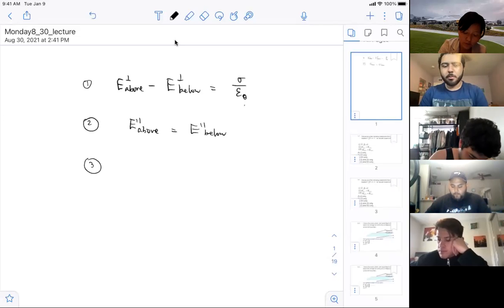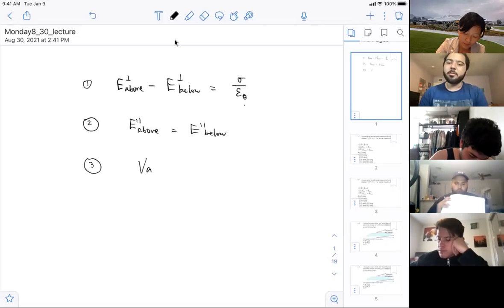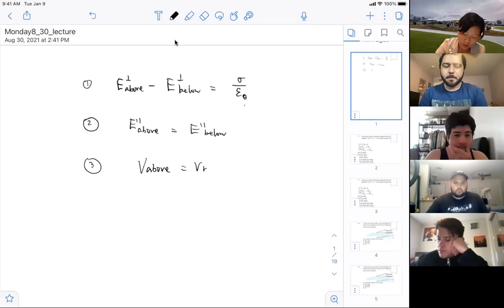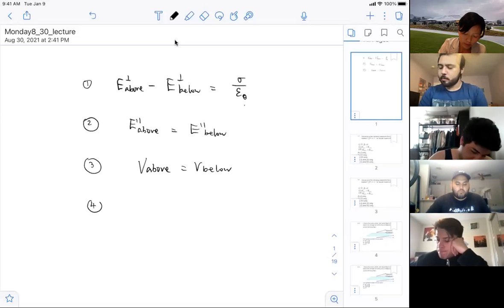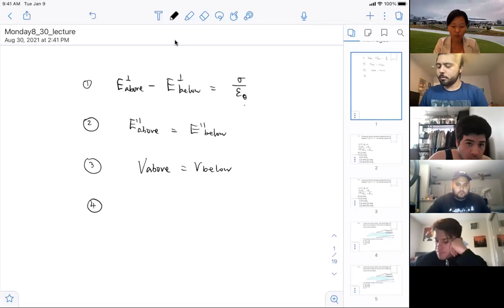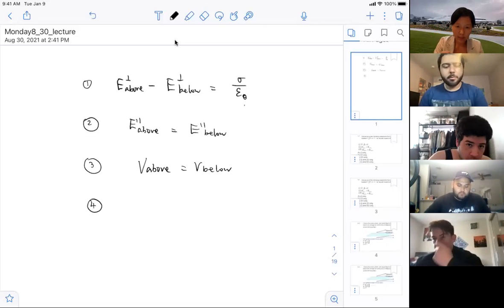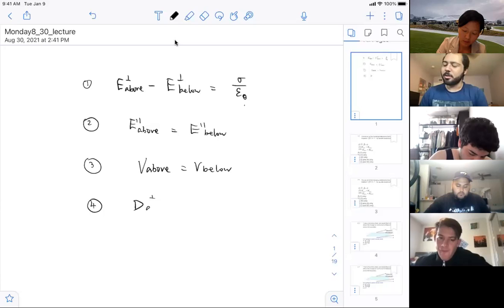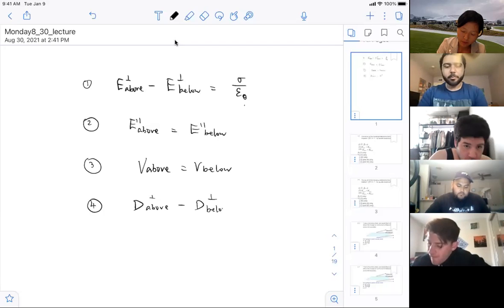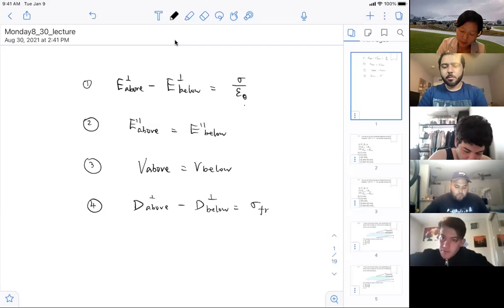What about the boundary conditions for the potential? The potential above is equal to the potential below. Very good. Thank you, Cameron. The potential is always continuous across the boundary. We also talked about the boundary conditions for the displacement field. Do you still remember what that looks like? So D perpendicular above minus D perpendicular below is equal to sigma free. Very good.